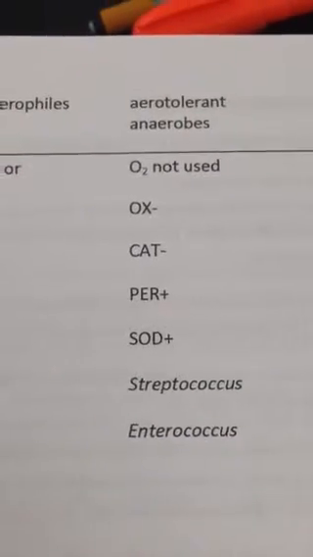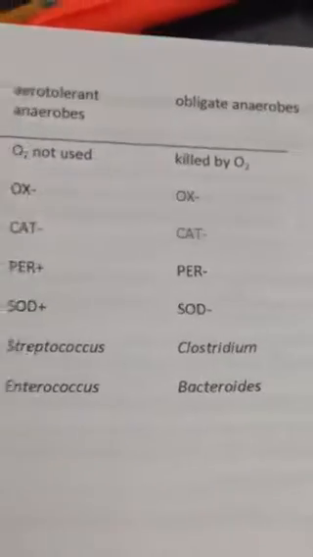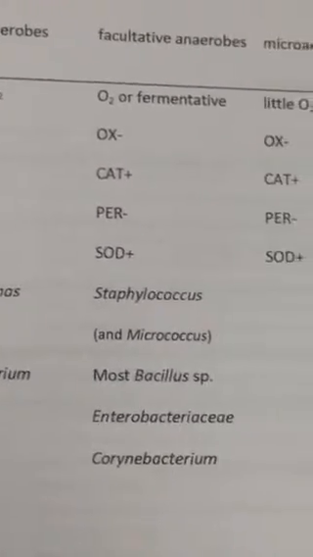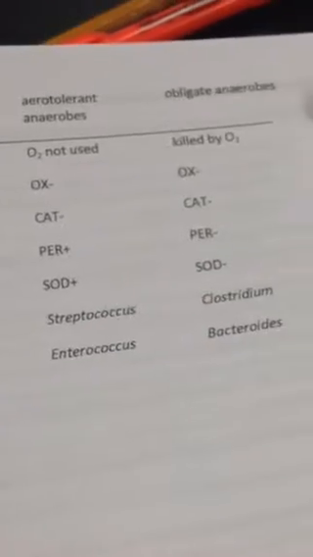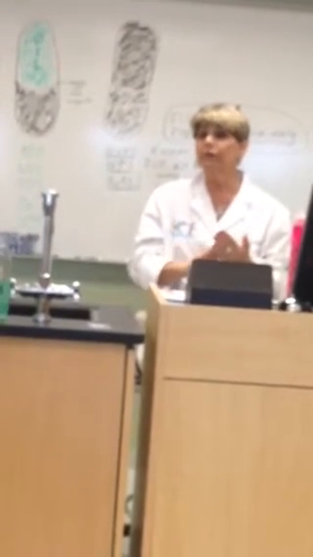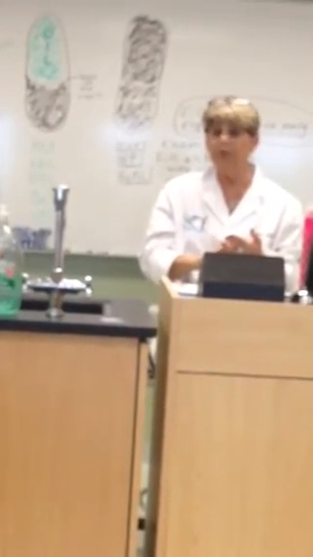Let's go back to the catalase test again. I put hydrogen peroxide on bacteria. If they're catalase positive, they bubble, they break down the hydrogen peroxide. Why do they want to break it down? Because they don't want to be harmed by it. If they can't break down the hydrogen peroxide, they will be harmed by it.